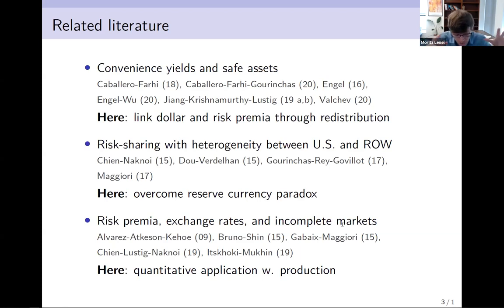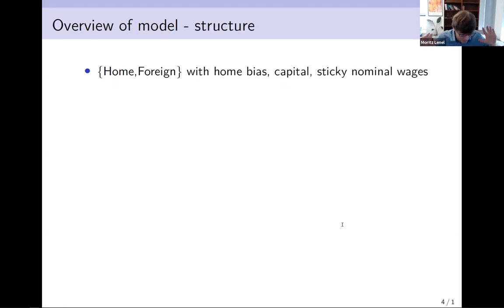And we do so in a quantitative application with endogenous production, which is key for some of the mechanisms that we consider. So given the time today, I'm going to give you a very simple overview of the model that hopefully captures the key features. Feel free to ask additional, detailed questions in the chat. But I want to focus today on results and mechanisms, and hope to get those along in these 50 minutes.